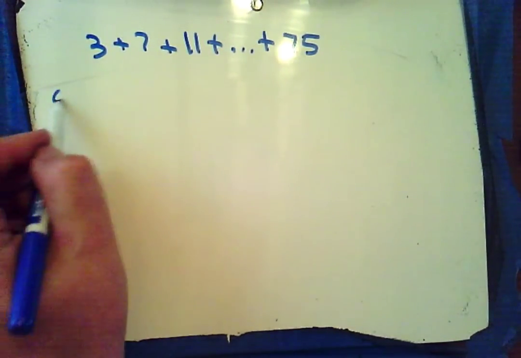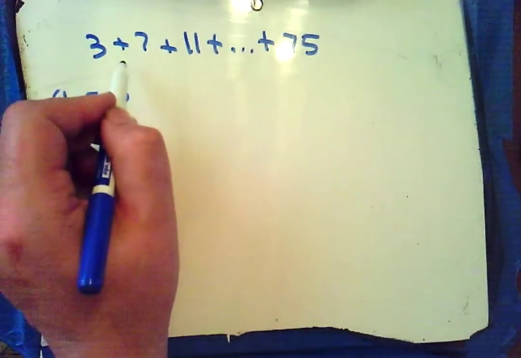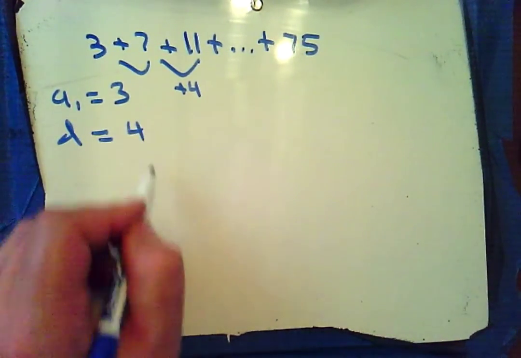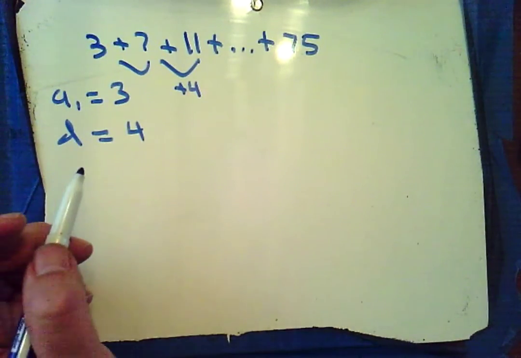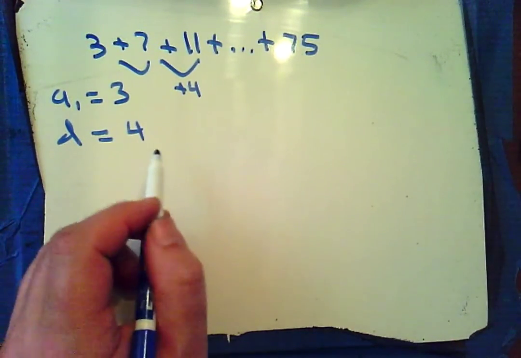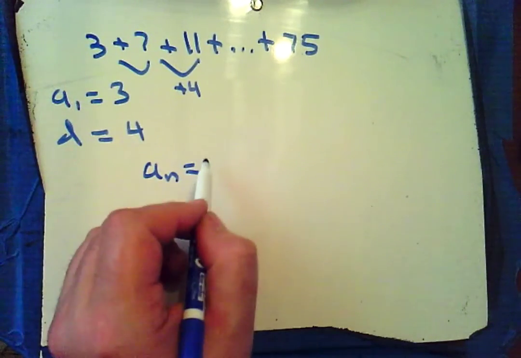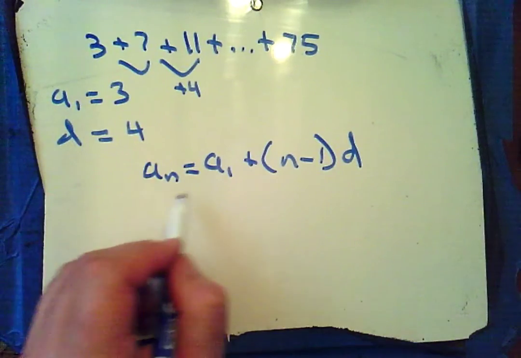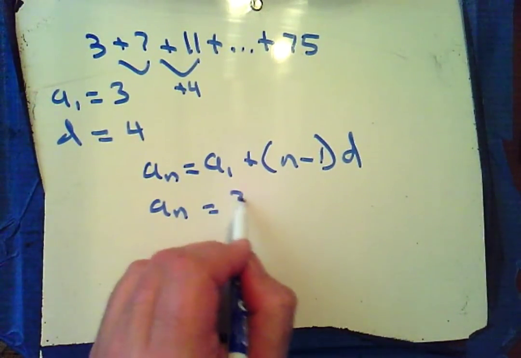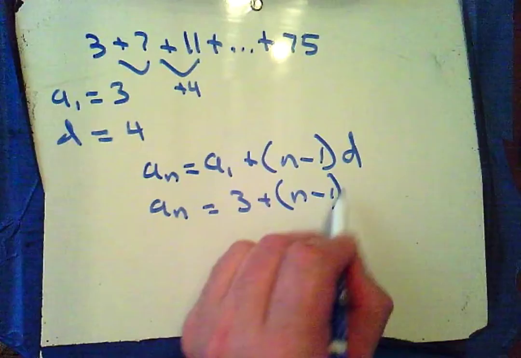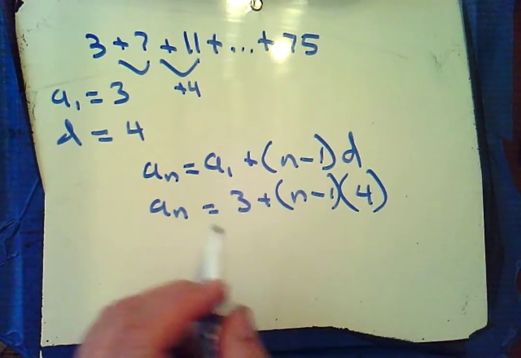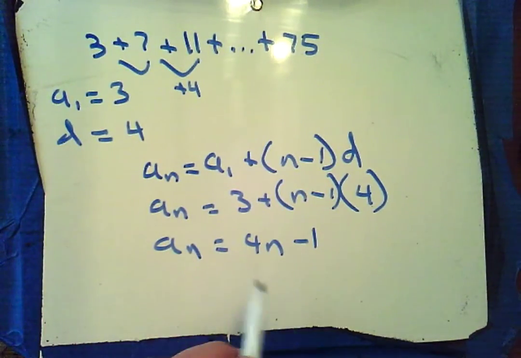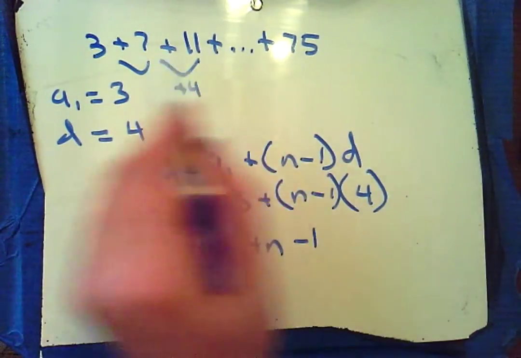I do know that a sub 1 equals 3. And I do know that these are going up by 4, and so I know that d equals 4. Can I build the rule? Well, let's see. We know that a sub n equals a sub 1 plus n minus 1 times d. So a sub n equals 3 plus n minus 1 times 4, or 4n minus 1 is a sub n. So this is the rule that generates these values.